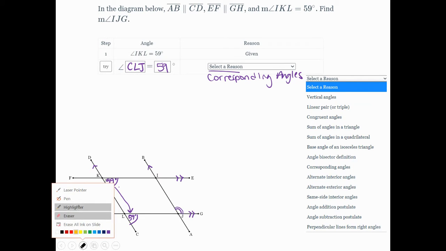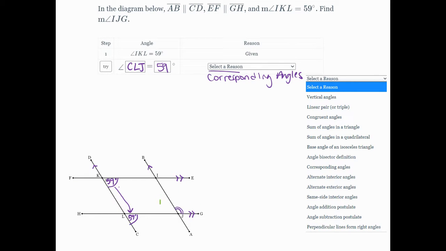I'm going to grab my highlighter because I see something fancy, and I'm going to do it in green. If I trace this right here, because of my parallel lines, there's my Z. It's a little sideways, but it's still my Z. And I have alternate interior angles. So I'm going to jump back to my pen here. I said I was going to do this in orange, but actually I'm going to stick with purple. I changed my mind. This one is also 59 degrees because of alternate interior angles. So I have to write that down as well.